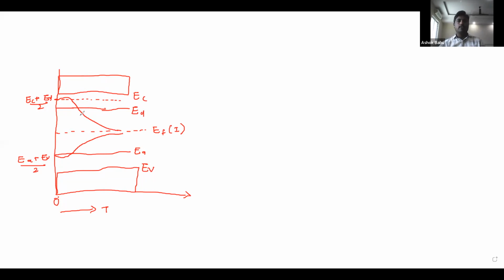And this is about the variation of Fermi level with the temperature and donor and acceptor concentrations for N-type and P-type semiconductors. So today I am going to start the lasers, module 3. Coming to module 3.